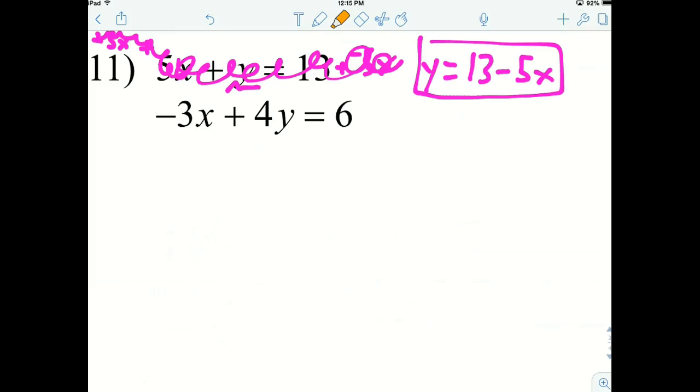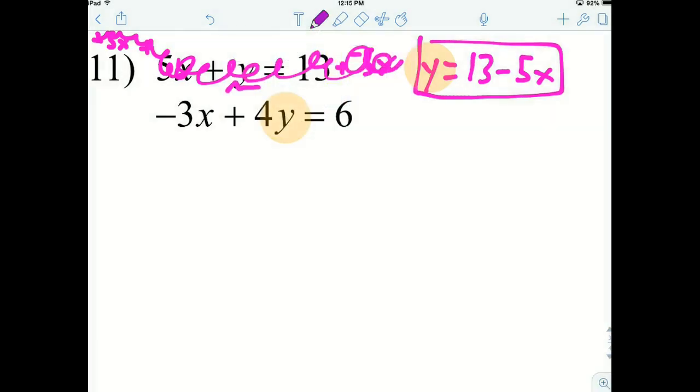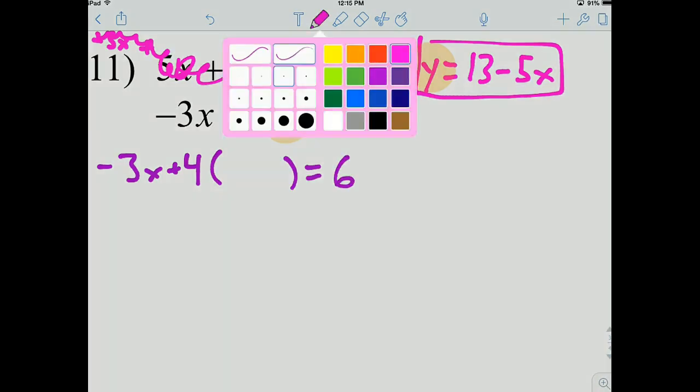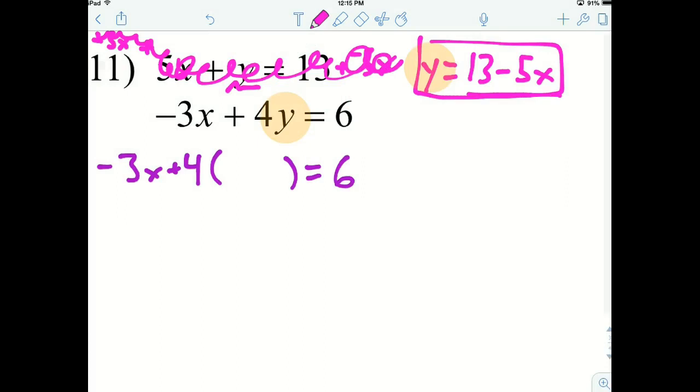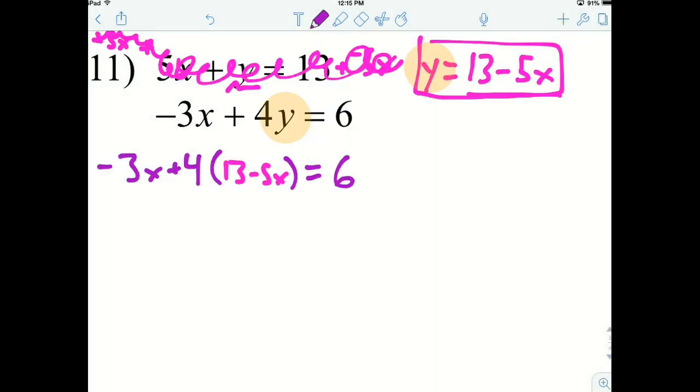Since I know what y is, I can plug it in to the place where I see a y in the other equation. So if I rewrite this equation, negative 3x plus 4, except when I get to y I write open parentheses and leave some space, equals 6. I'm going to trace in what I already calculated out to be y, 13 minus 5x. And then I'm going to keep going.